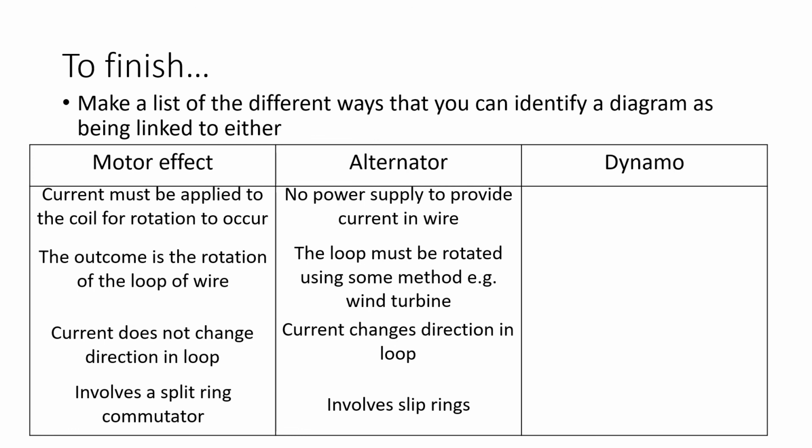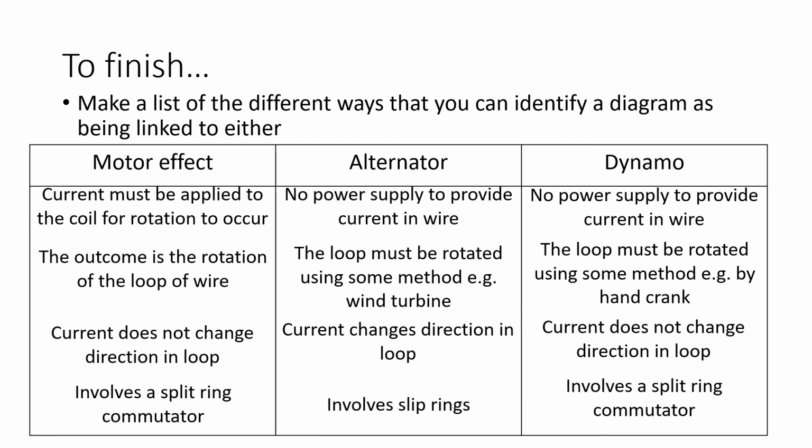In terms of alternators, we have no power supply to provide a current in the wire. The loop must be rotated by some method. For example, it must be a wind turbine or wave machine or something that gives that rotational motion. We also have current changing direction in the loop. It goes one way around the circuit and then rotates and reverses and goes the other way. And what we have is slip rings instead of a split ring commutator.